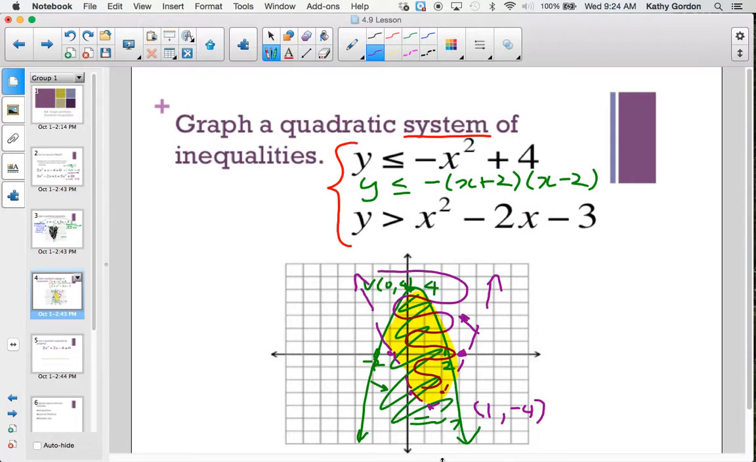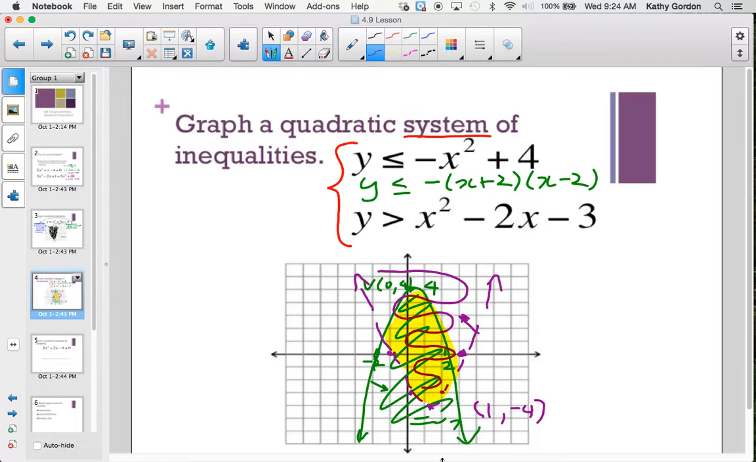Axis of symmetry is not so much necessary. I would still like to see the vertex labeled. And obviously I'd like to see your scale labeled. So as long as your scale is labeled, you don't really have to label your intercepts and all of that kind of stuff. But vertices are still good to label.